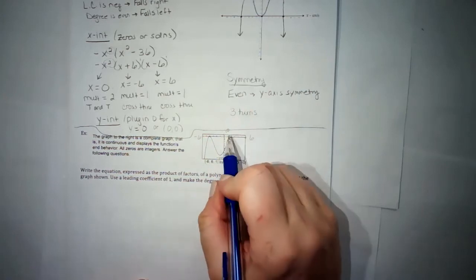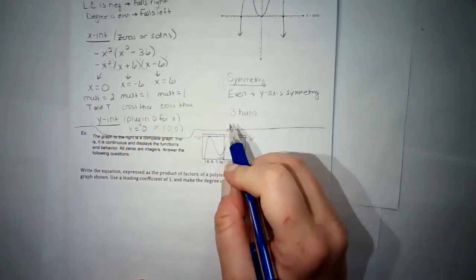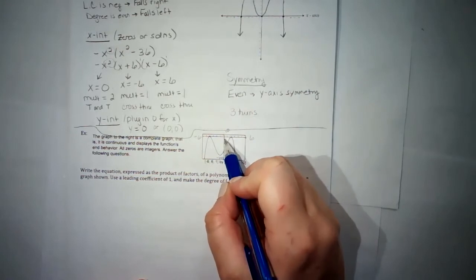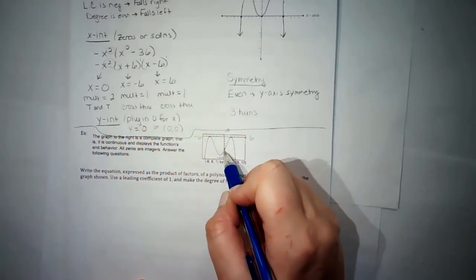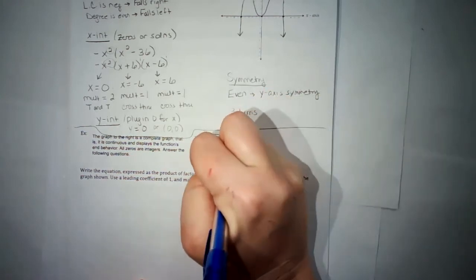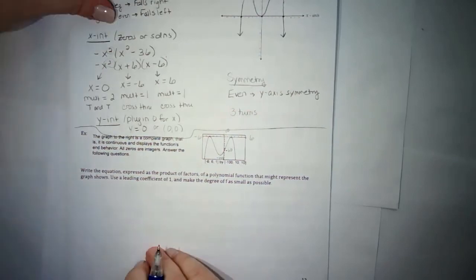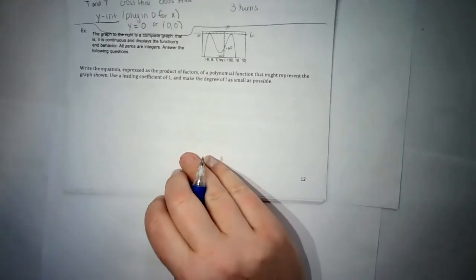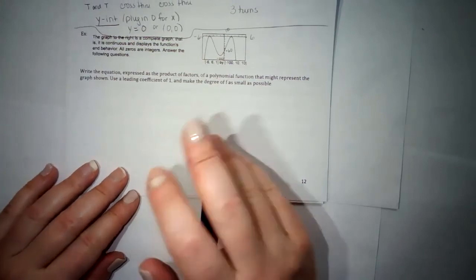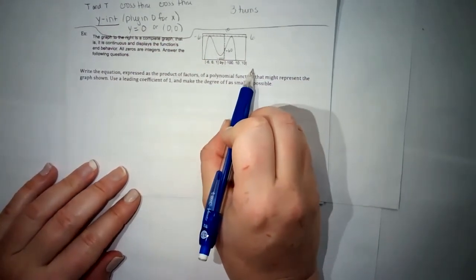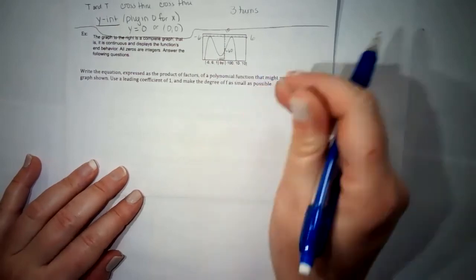Okay, so if every tick mark is 10, I can figure out the y-intercept. It's going to be 0, -10, -20, -30, -40, -50, -60. So now I can identify that. Everybody okay with how I came up with those? I just read it right off of here. Remember, that's what we learned on that first test.